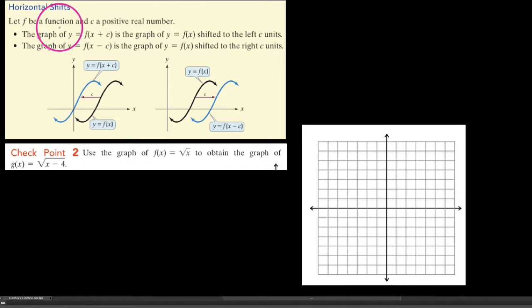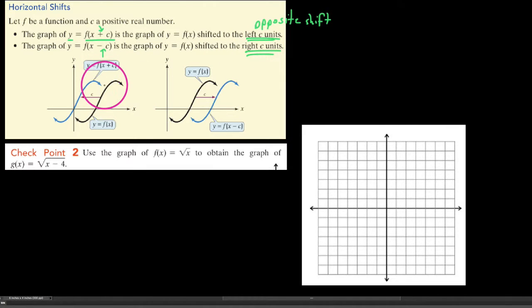Horizontal shifts: letting f be a function and c being some positive real number, the graph of y equals f of x plus c shifts our graph left c units. It's the opposite shift. We'll make a note here. Essentially, if we add c onto our x values, it shifts it c units left. If we subtract c off of our x values, it's going to shift it right c units.